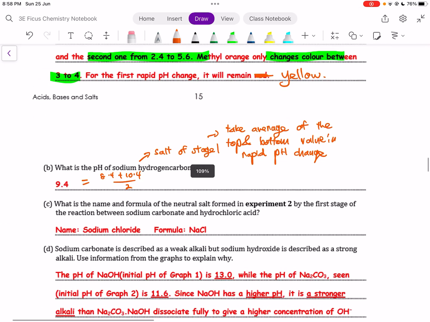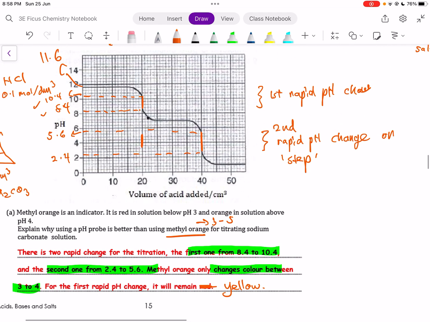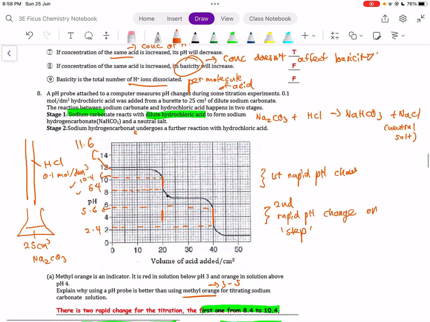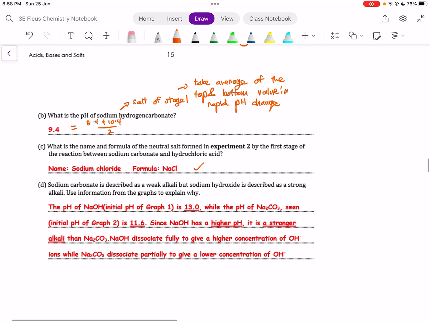Next, what's the name of the neutral salt? Just now we already figured it out. It is sodium chloride, and the formula is NaCl. Sodium carbonate is described as a weak alkali, but sodium hydroxide is a strong alkali. So use information from the graph to explain why.